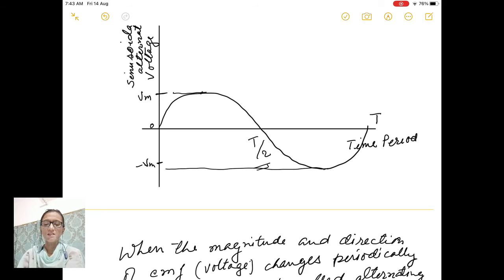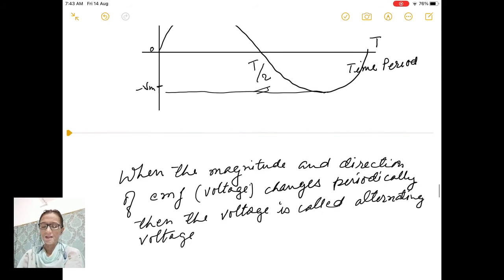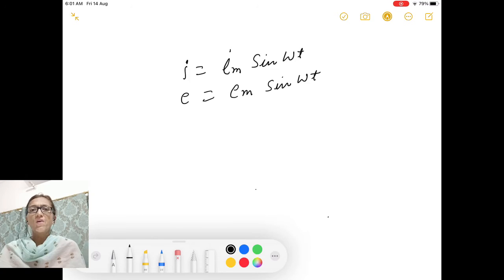The voltage which changes periodically, and also changes its direction periodically, such a voltage is called alternating voltage. In one time period, the average of instantaneous current becomes equal to 0, and the average of instantaneous voltage also becomes equal to 0. But the power dissipation is not 0 in one time period.